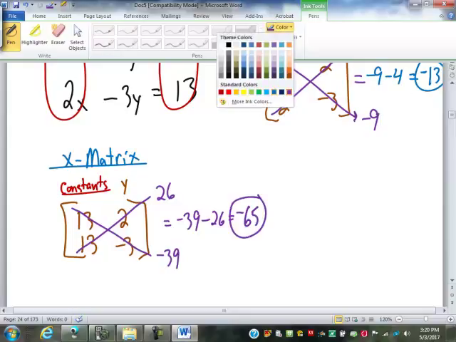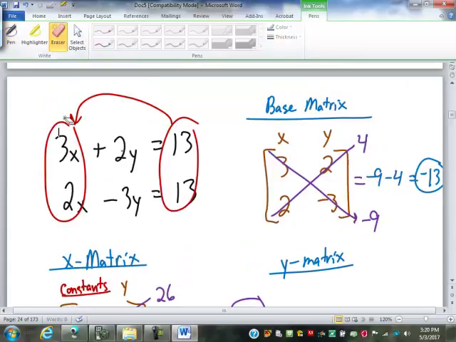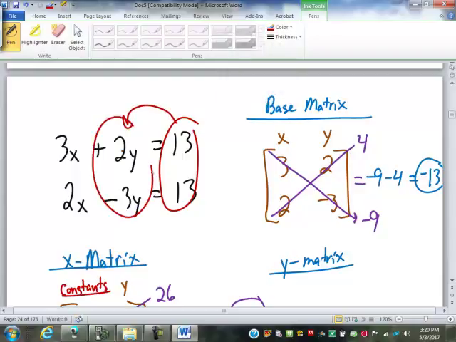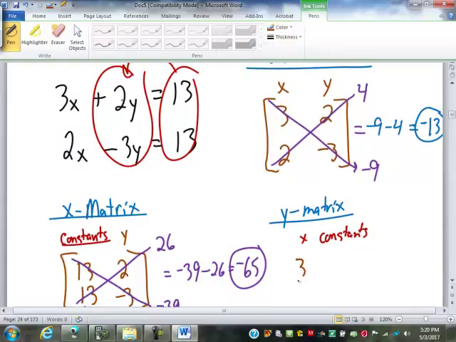There's also a Y matrix. In the Y matrix, we replace the Y values with the constants. So in the Y matrix, we have the X values. It's the Y values that get replaced. So the X values are 3, 2. And the constants are still 13 and 13.